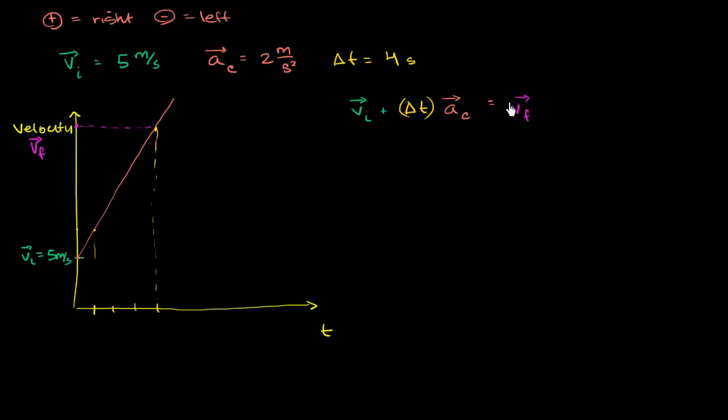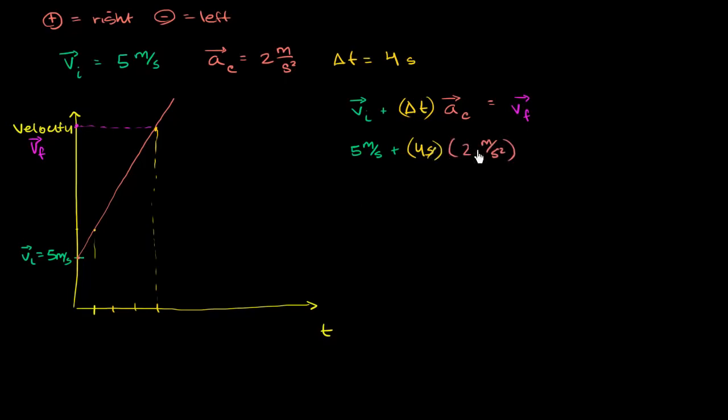And just to make it clear with the numbers, these numbers really could be anything. I'm just picking these to make it concrete in your mind. You have 5 meters per second plus 4 seconds, I'm going to do that in yellow, times our acceleration of 2 meters per second squared. And what is this going to be equal to?